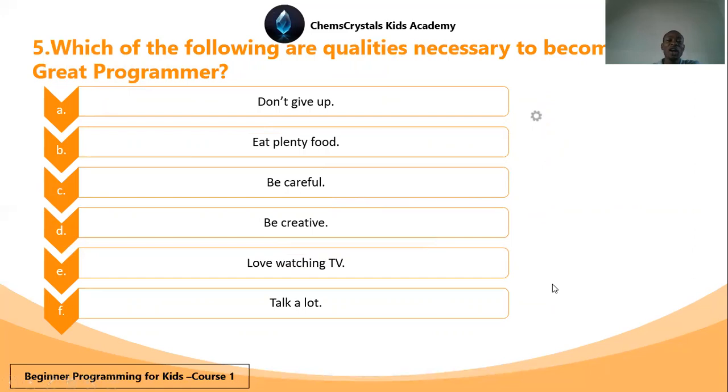Which of the following are qualities necessary to become a great programmer? A, don't give up. B, eat plenty food. C, be careful. D, be creative. E, love watching TV. F, talk a lot. Okay, let's see the answer. Are you ready? Pick your answers. Go.